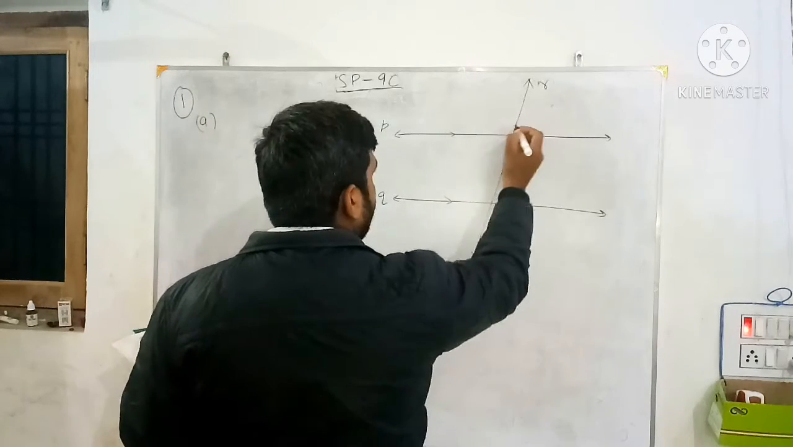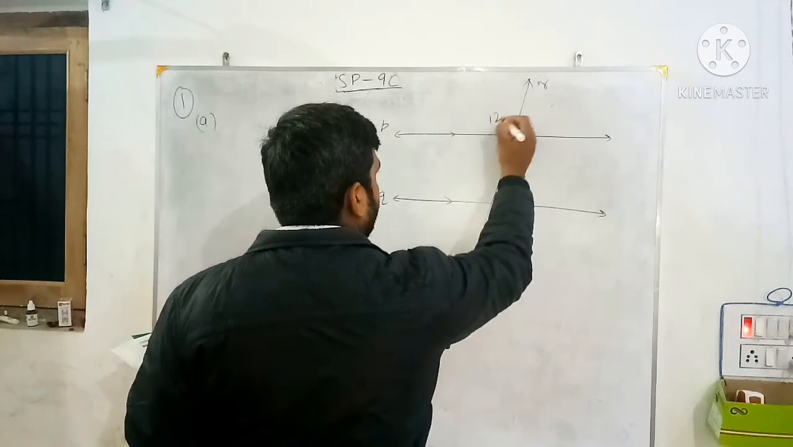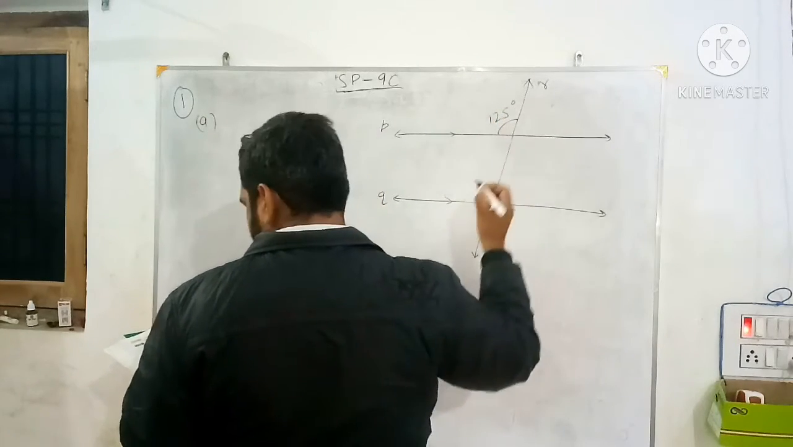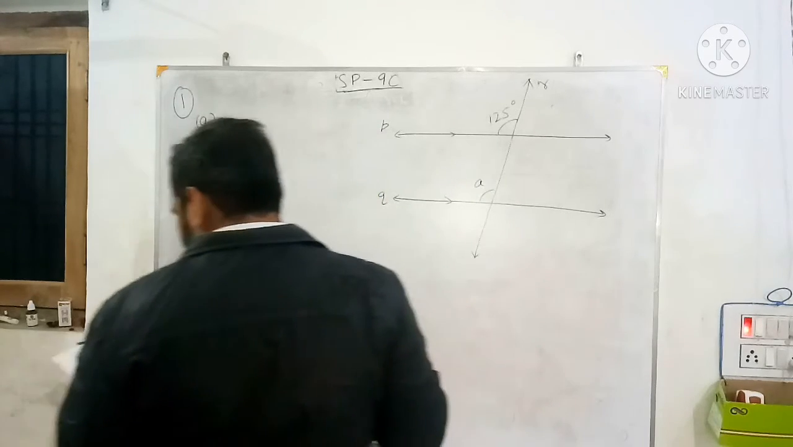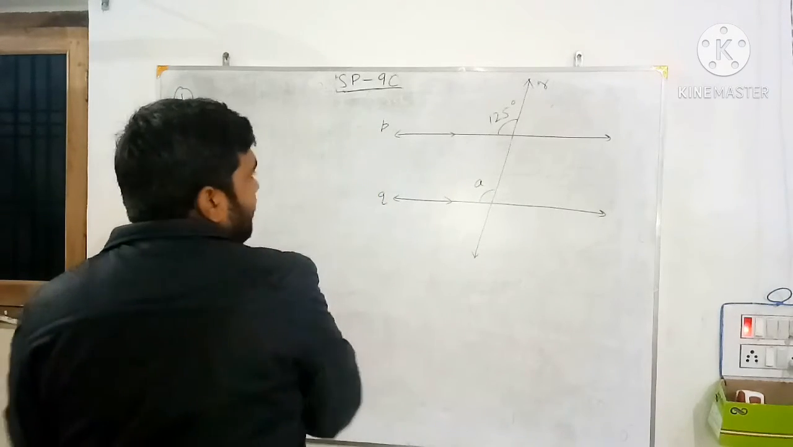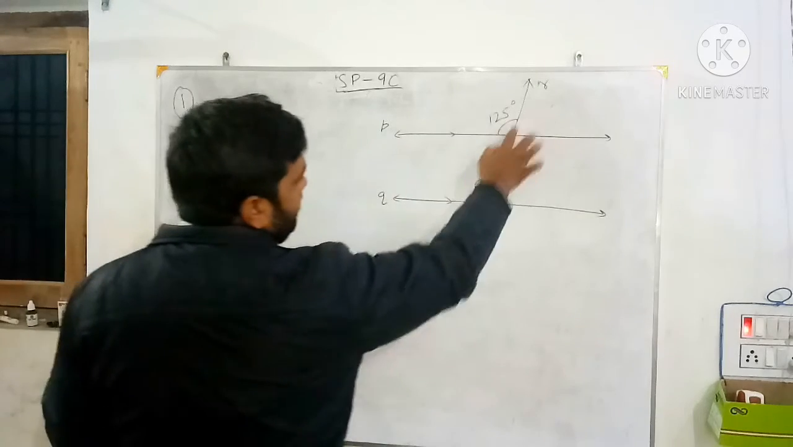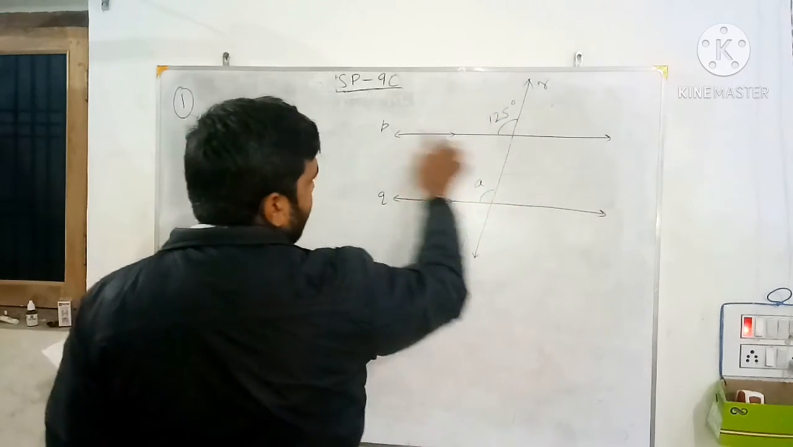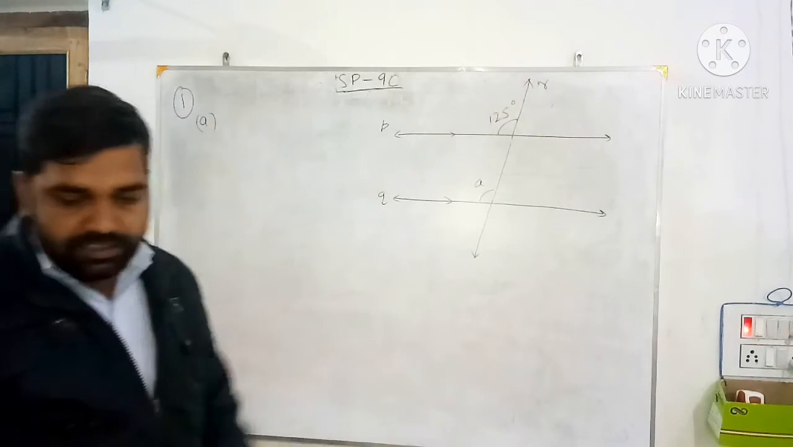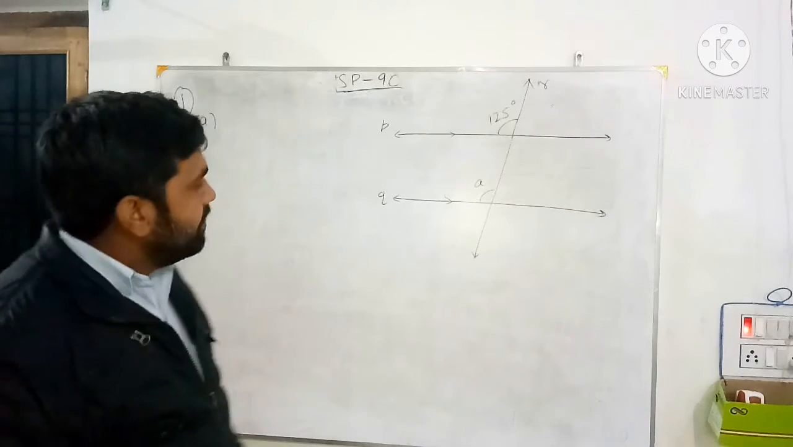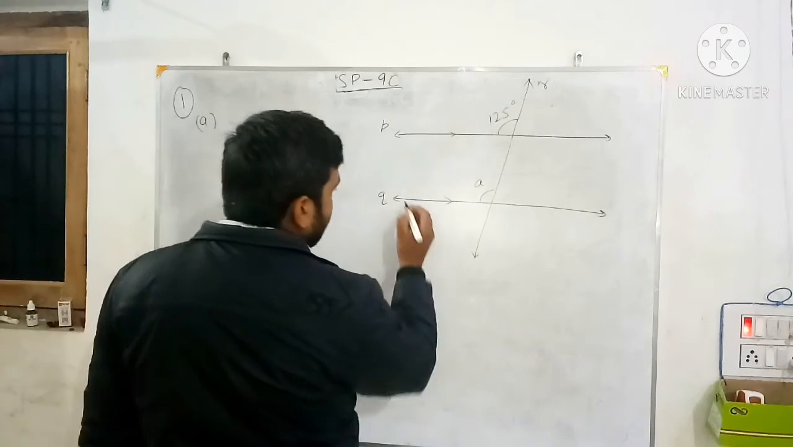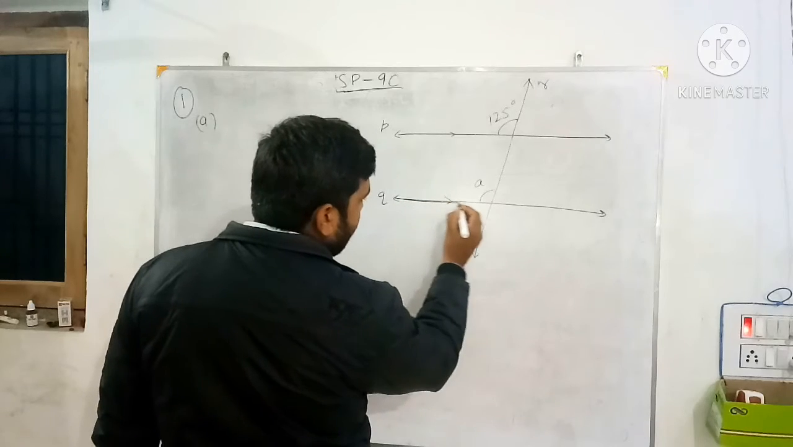Now this angle is 125 degrees and this angle is A. So we have to find the lettered angle A. As you can see, compare it. Now we can see the letter F. One angle is inside the parallel lines, and one angle is outside the parallel lines. So this makes a corresponding pair.